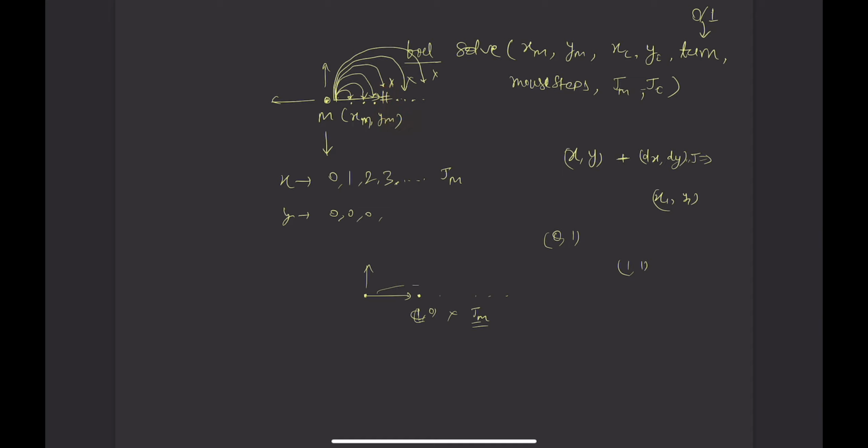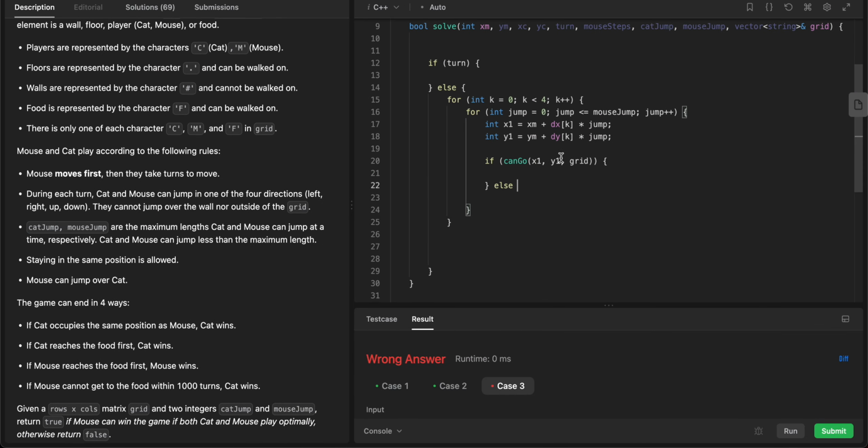Okay, fine. If I'm at the wall, if I don't break, that means in the next value of jump, let's say jump is 3, if I don't break, it will also calculate jump is equal to 4. That means I am jumping over the wall. But I don't want to jump over the wall. That means I should break even if there are floors after the wall. That means it should break here if I cannot go to x1 y1. Okay, else break.